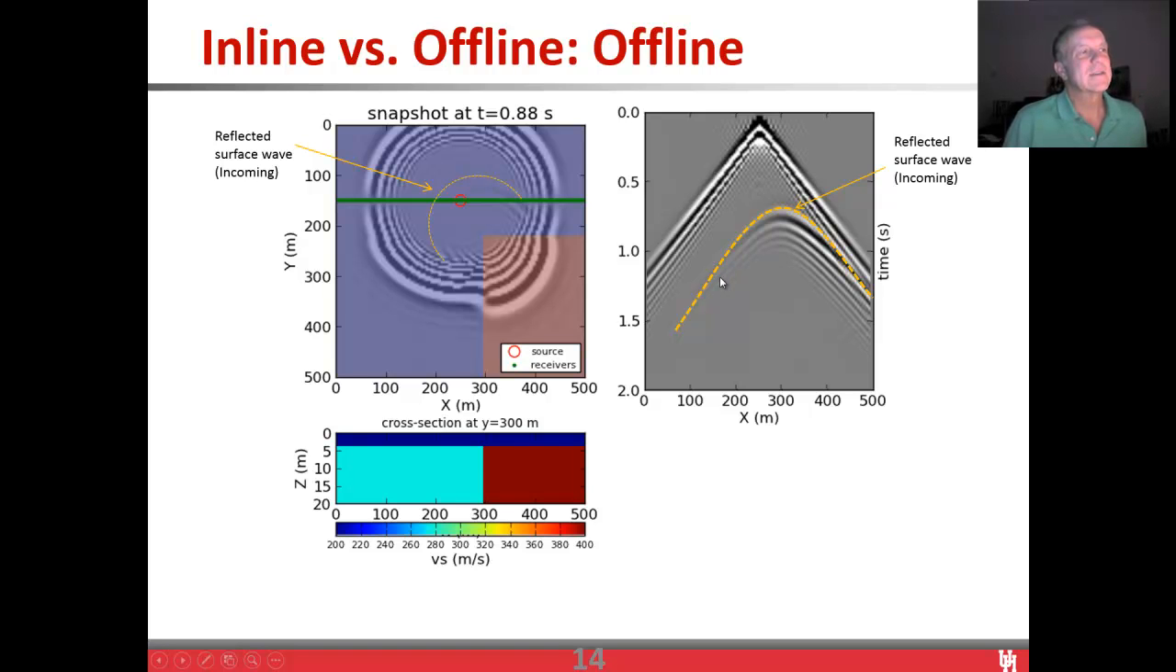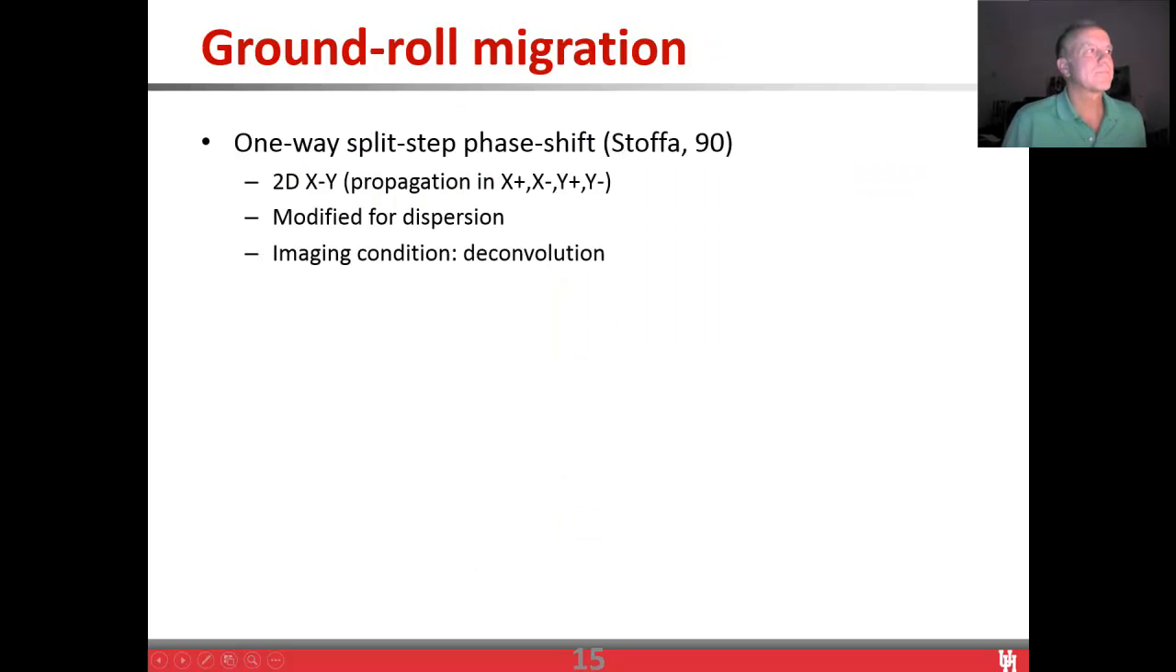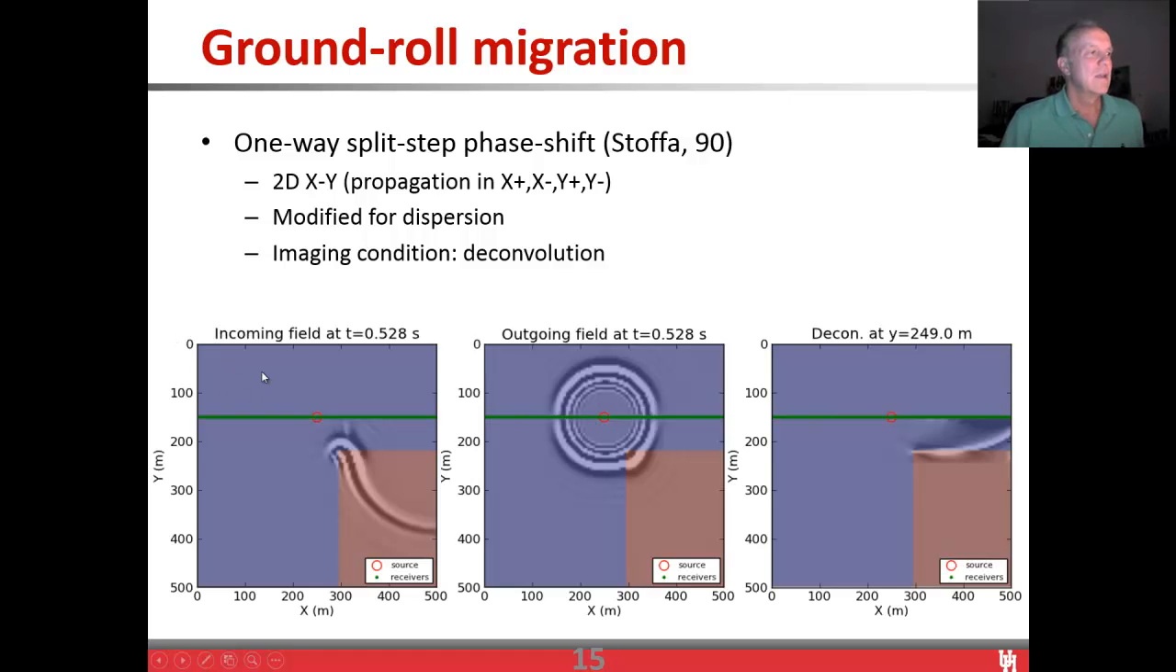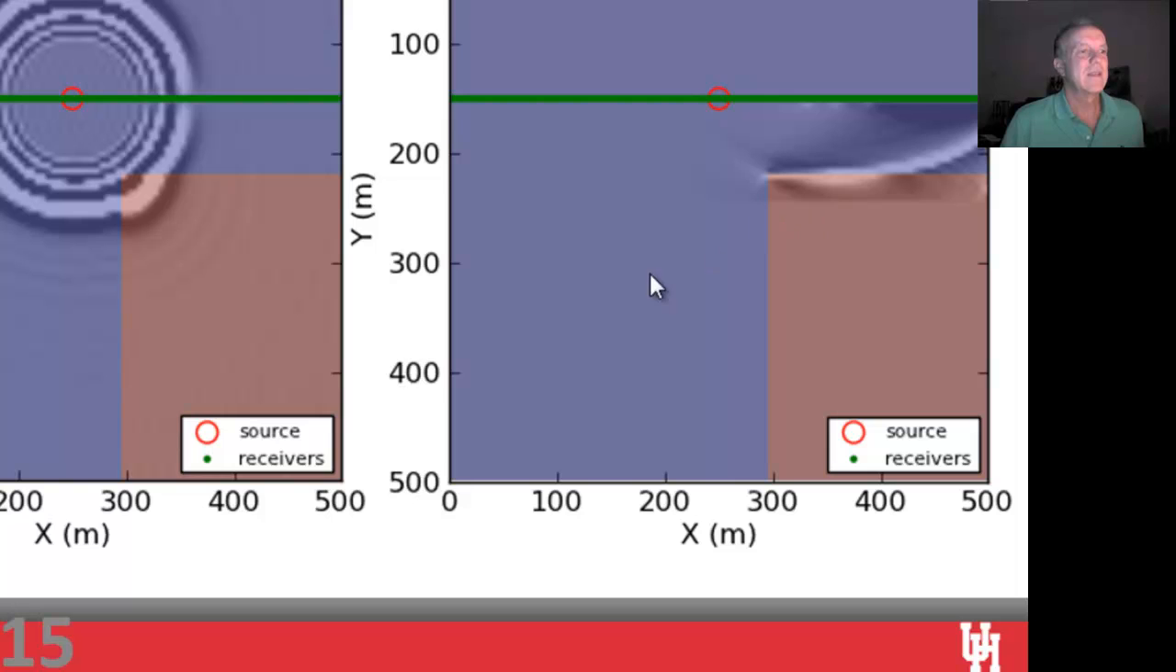migrate this scattered ground roll. Now, there are a number of different ways to do the migration. We've used a STOFA algorithm, one-way split step phase shift migration. So we process the data for dispersion, then we deconvolve the backscatter with the incoming and create an image. So once again, here's our original outgoing wave field, the backscattered image, the decon, and that's how we do the imaging.